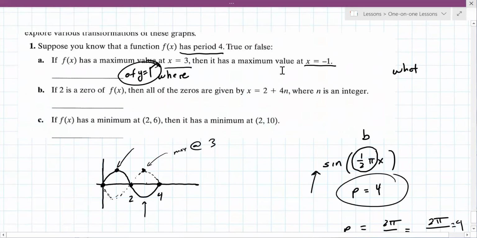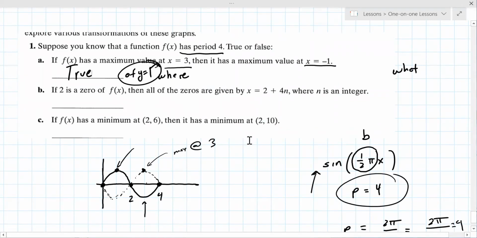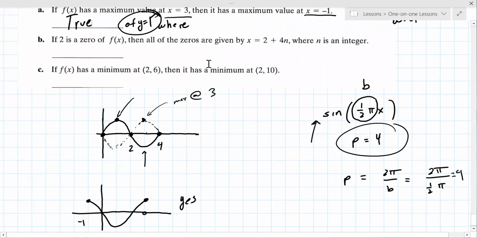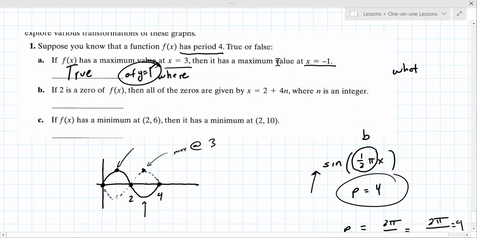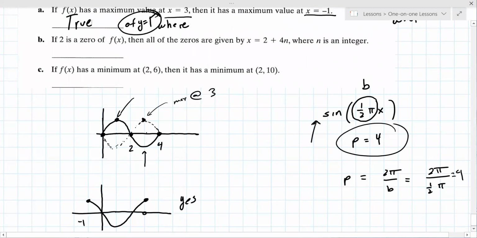Now, is it always true? I don't really know how the instructor's asking this, but that's why these are kind of challenging questions. Is it false or is it true? It is true. It could be false. Well, no, I guess it does say that it has to have a maximum at these two points. So it's true.